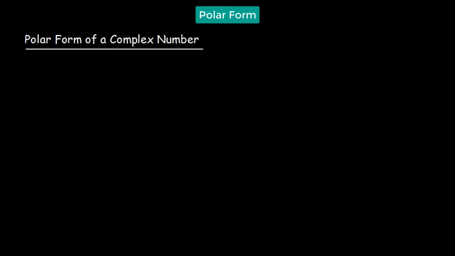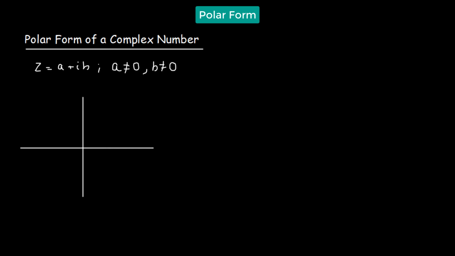So for this, we are going to consider a non-zero complex number z equals a plus ib. Non-zero meaning that the value of a is not going to be equal to 0, and neither is the value of the imaginary part of the complex number, b. Now we know that this complex number, if we draw the Argand plane, let's assume that a and b are both positive, then it's going to lie somewhere in the first quadrant. Let's call this point A with the coordinate values a, b.